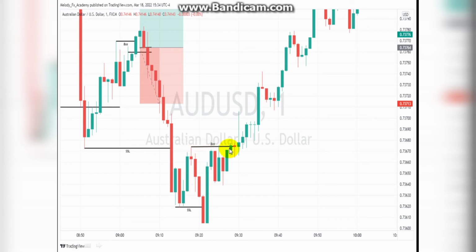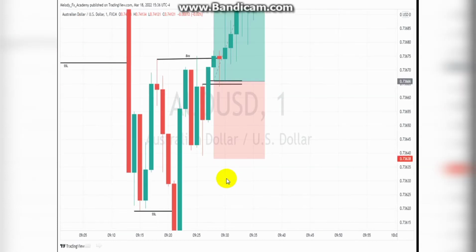Now this is what amazed me, guys. This is where I actually got my entry. Now you are going to ask me, how did I get an entry in this kind of price action? Okay, so I want to show you guys something right now. Take a close look.